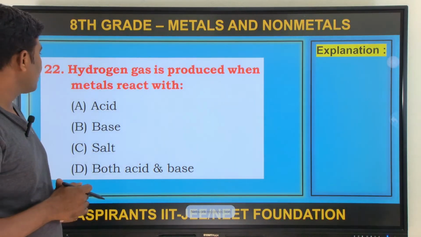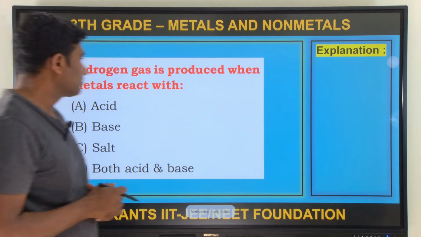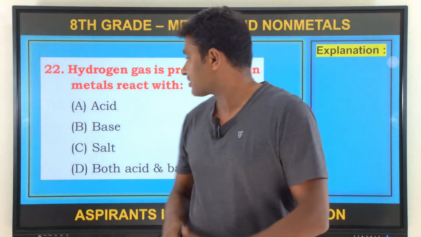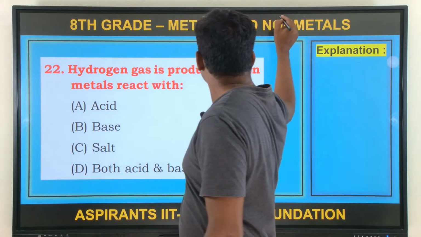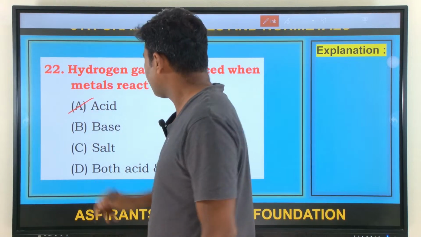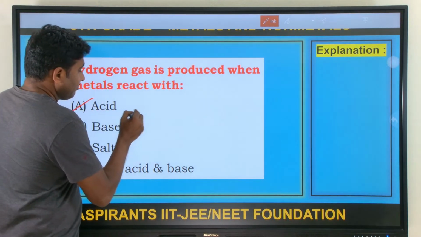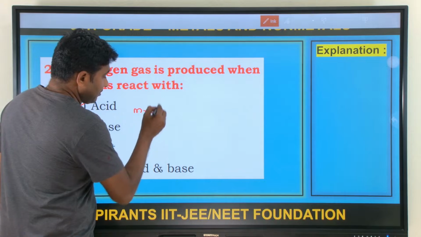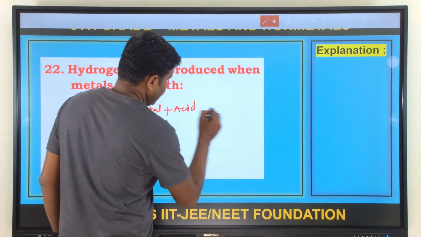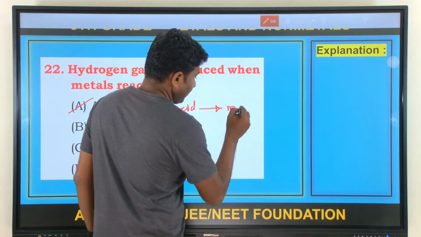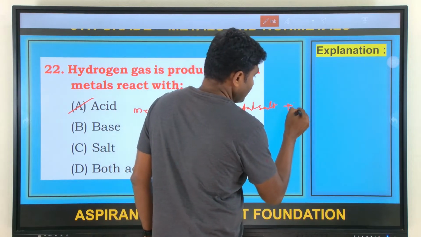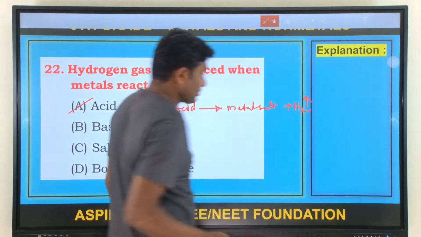Hydrogen gas is produced when metals react with acids. This is one of the kinds of displacement reaction. Now we will discuss this. When metals are treated with acid, it gives rise to metal salt and hydrogen gas.